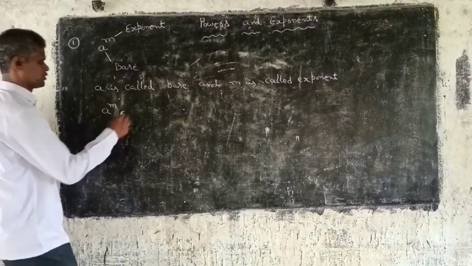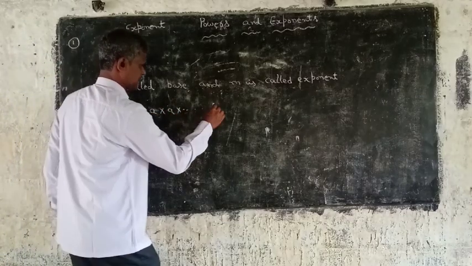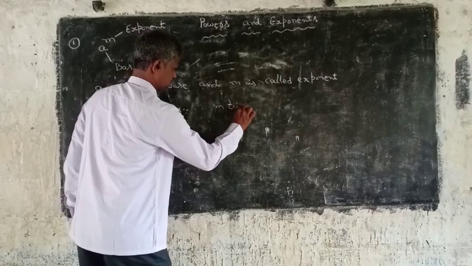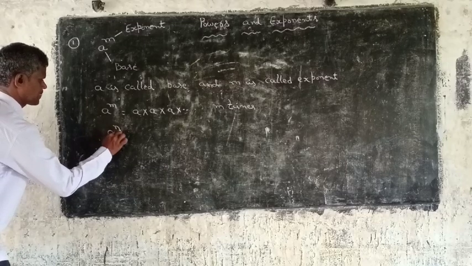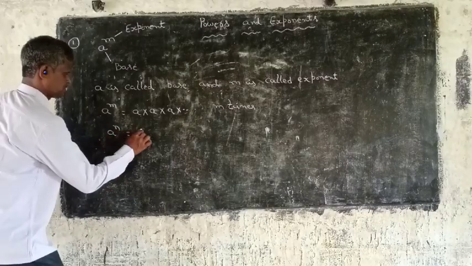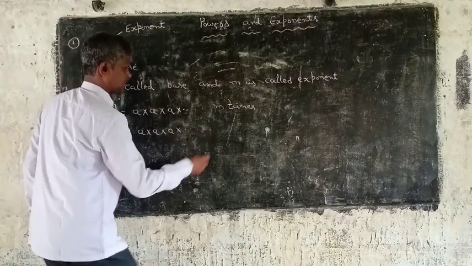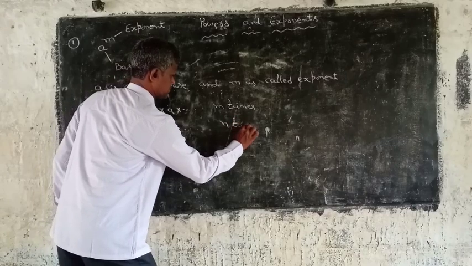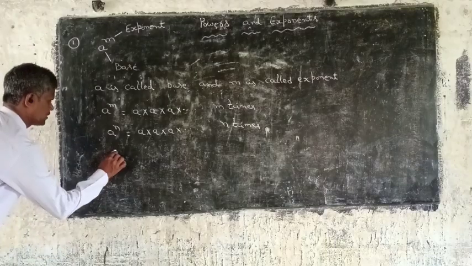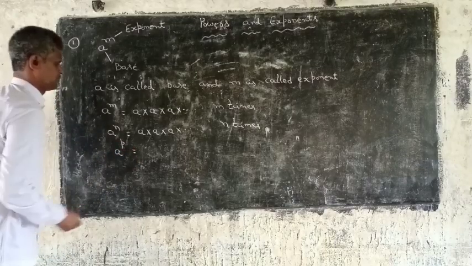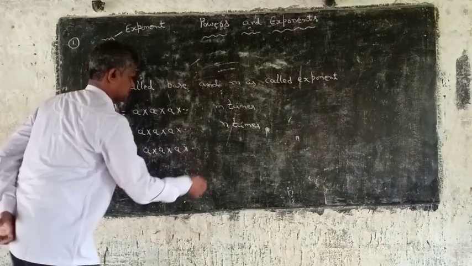A power m equals a into a, and so on, m times. A power n equals a into a, and so on, n times. A power p equals a into a, and so on, p times.